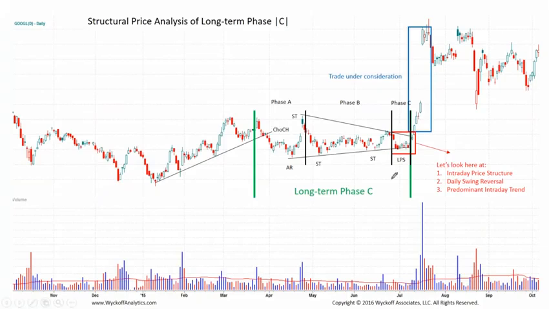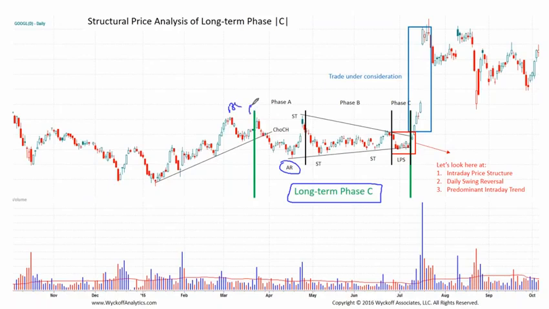And here is our structure. Again, a couple of questions here, very interesting spots to consider for labeling. Obviously a long-term phase C, and then within this long-term structure we have another trading range, which we could label as well.